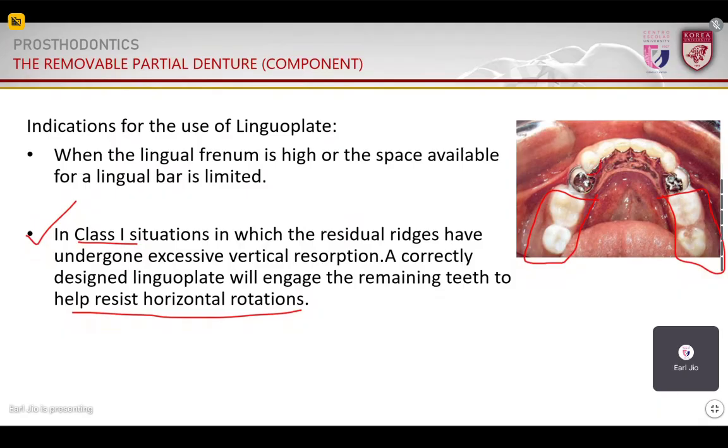Okay? Lingual plating, sabi, anong improvement ang mangyayari? Resist horizontal rotation. Or kung sa Tagalog, resist yung ating pag-tilt during function or movement ng sideways and forward and backward movement ng denture natin. Okay? Resist horizontal rotations.